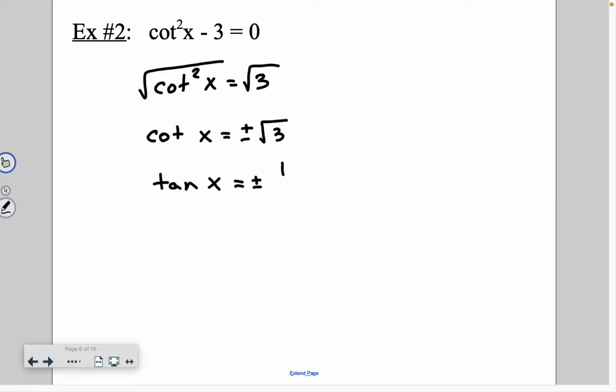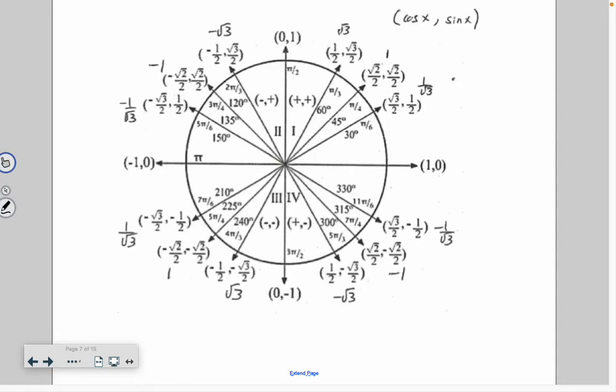So you are looking for, where does the tangent equal plus or minus 1 over the square root of 3? Or if we rationalize the denominator, that's what's actually on your unit circle. But if you rationalize the denominator, you'd be looking for, where does it equal square root of 3 over 3? And now we go to the unit circle and we come up with our answers. So, take a look. Tangent, we're looking for positive or negative 1 over square root of 3.